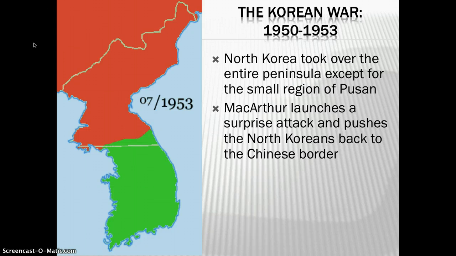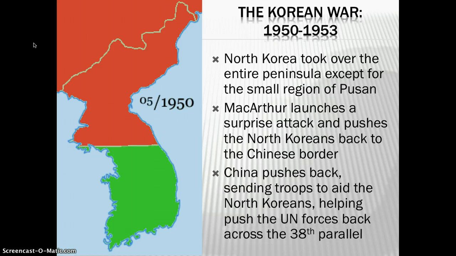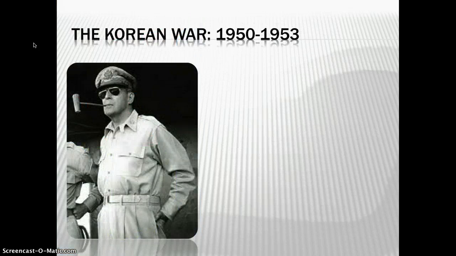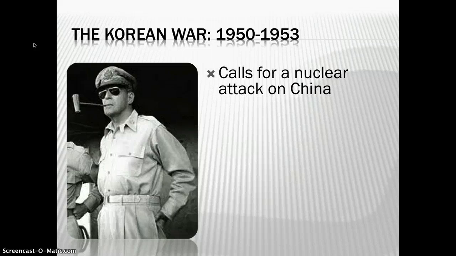This is going to be making China very nervous, and so China pushes back, sending troops in to aid the North Koreans, and pushes the UN forces back across the 38th parallel into South Korea, which you see here. And so the fighting is going to go back and forth across the 38th parallel for 3 years. General Douglas MacArthur was kind of sick and tired of this whole thing. And so he called for a nuclear attack on China when they invaded into North Korea.